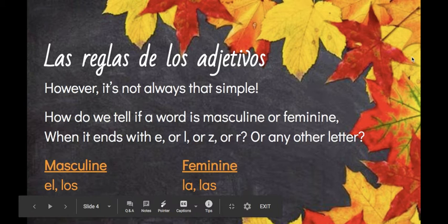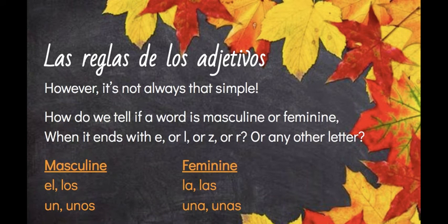However, it's not always that easy. How do you tell if a word is masculine or feminine? Because sometimes they don't just end with an O or an A. It could end with an E, an L, a Z, an R, or any other letter. So some really great ways to check this out is to look at the little word before the word that we're talking about. For example, if I'm talking about cuaderno, if I look in front of cuaderno and it says el cuaderno, that little word el is going to tell me that it's actually masculine.